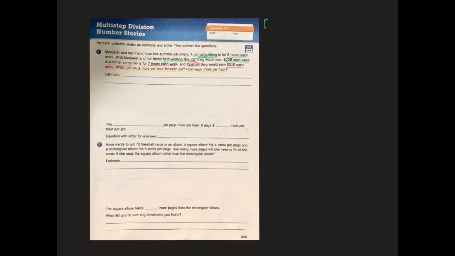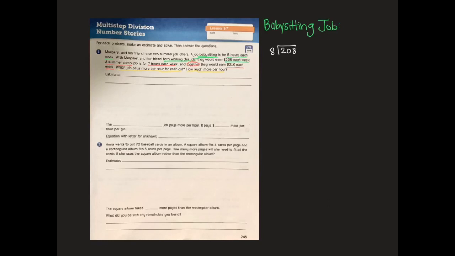So I'm going to label this part of my work the babysitting job. All right, so let's figure that part out. To figure that out, we want to see how much they would get for just 1 hour. All right, so to figure that out, we need to divide. We're going to be doing 208 divided by 8. So we're taking the hours and what they make each week. We're going to divide that, and then we'll be left over with how much they both get for 1 hour. Okay? So let's get started.